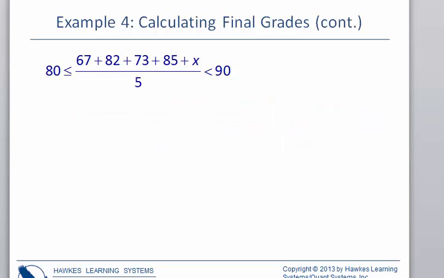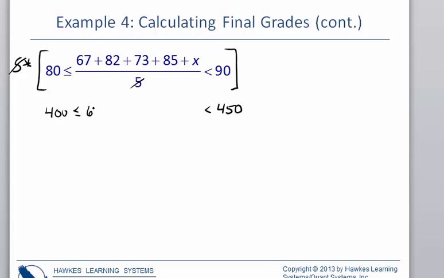So now that we have our inequality set up, how do we solve it? We know that inequalities are just like equations in that they are easier to solve if they are not in fraction form. And so we can get rid of our fraction by multiplying this inequality by 5. Now, when we multiply the inequality by 5, we want to multiply all 3 parts by 5. So we're going to multiply the 80 times 5, and that's going to give me 400. We're going to multiply the 90 times 5 on the other end, which is going to give me 450. And we're going to multiply this fraction in the middle by 5, and when I do that, the 5s are going to cancel out.